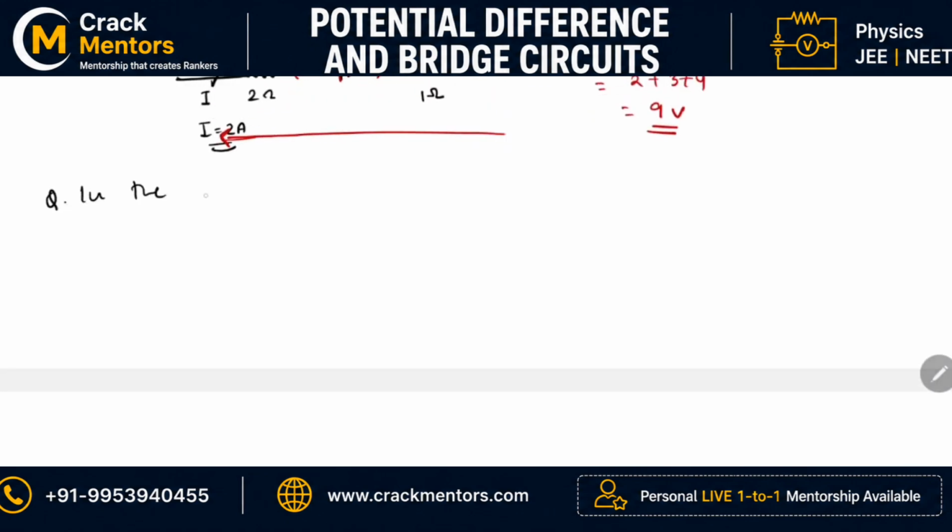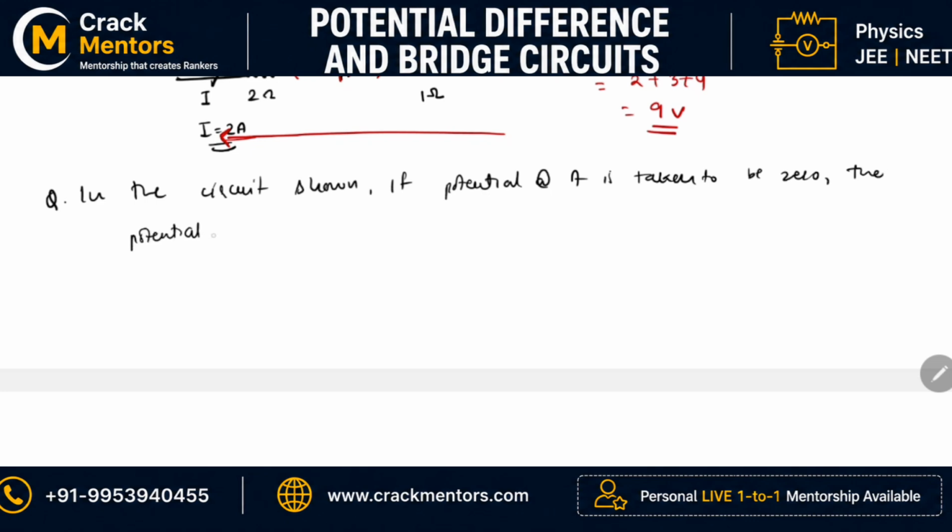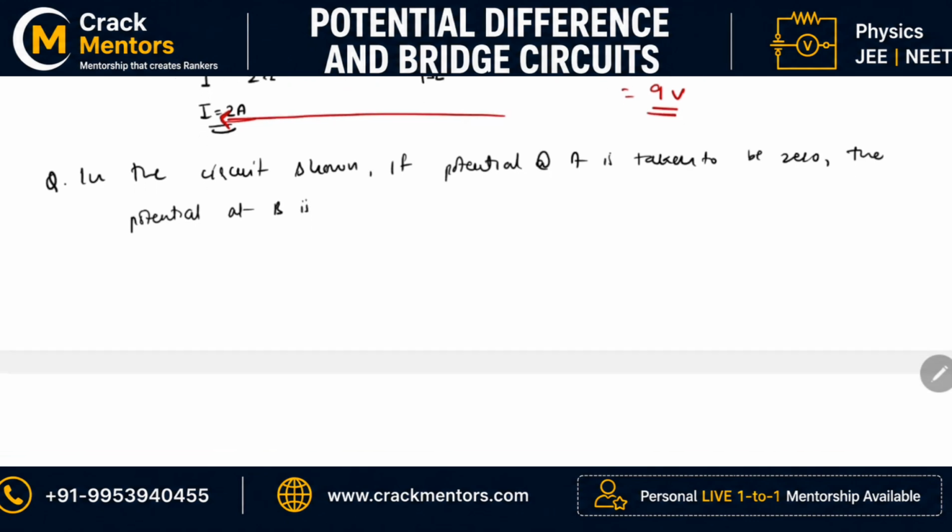The next question is, in the circuit shown, if potential at A is taken to be 0, the potential at B is how much? Okay, so it is giving a relative term here, that the value of the potential at A is given as 0. I will be giving you a good method to do this question in the shortest moment of time.